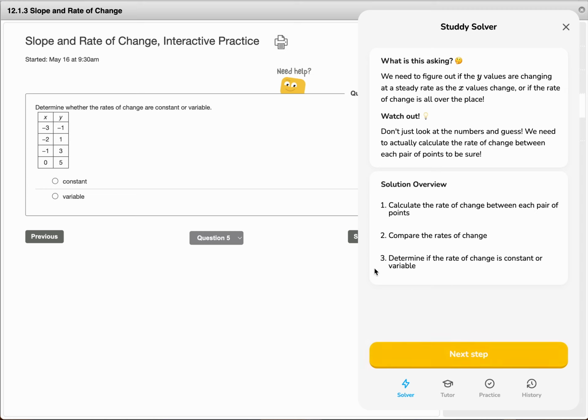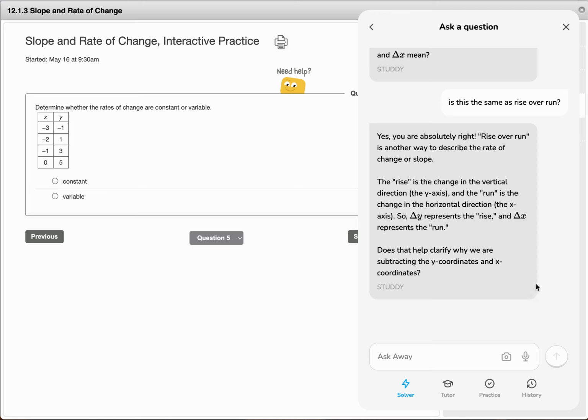It also populates potential questions the student might have. I'm going to ask, hey, is this the same as rise over run? Because that's something I've heard before. And then it gives me a wonderful explanation. You're right, it is the same as rise over run, and asks me if I need to clarify it anymore. I can click out and keep going through my steps.